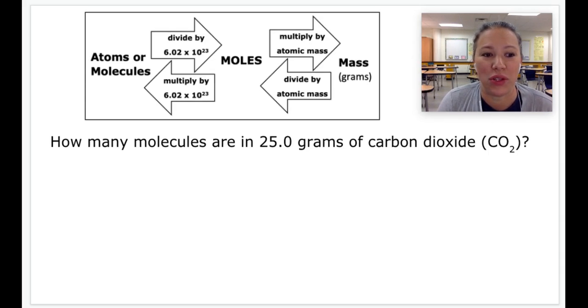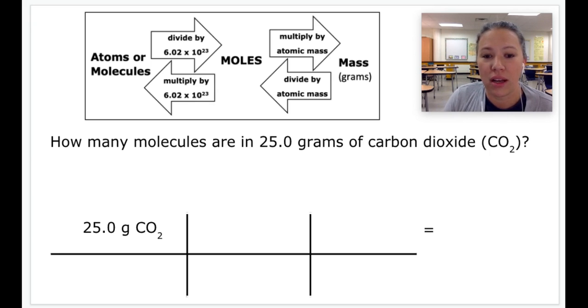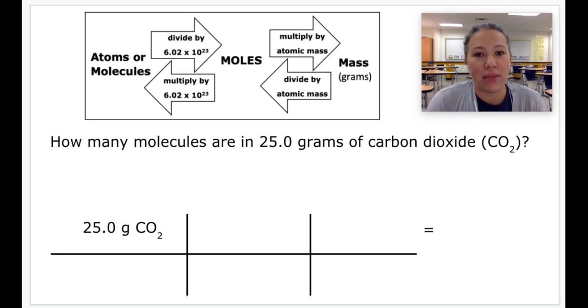Carbon dioxide is CO2. Since this is a two-step problem, I'm going to set up my train tracks like this. So I should have 3 columns, 3 sets of boxes, and the number and the unit from the question always goes in the first box. So 25 grams carbon dioxide in the first box. We do want to keep track of the unit and the compound or element. Right now it doesn't seem like it'll matter, but when we get to a later unit, it'll be important to have those on there.